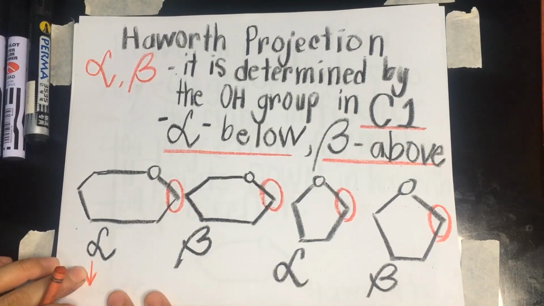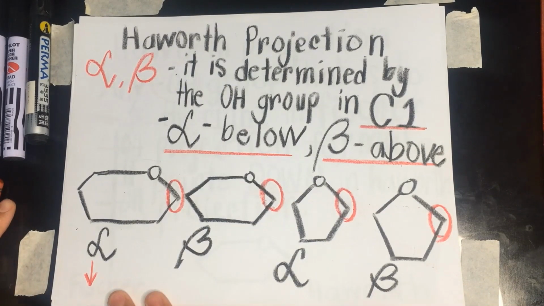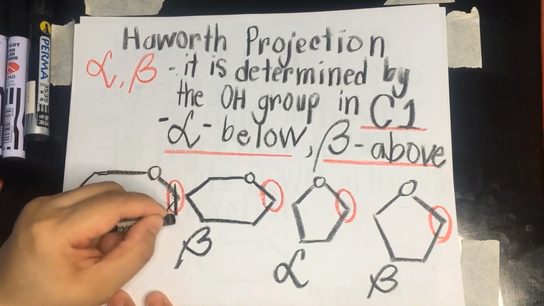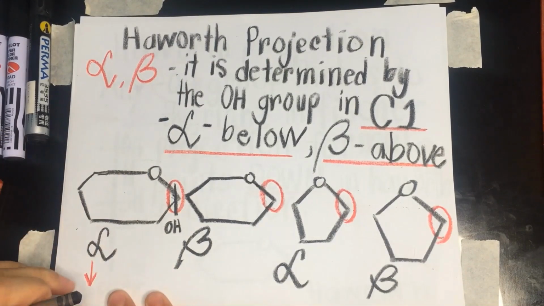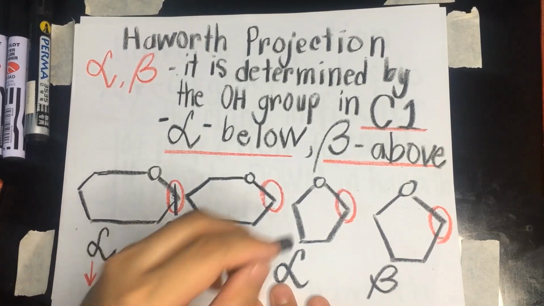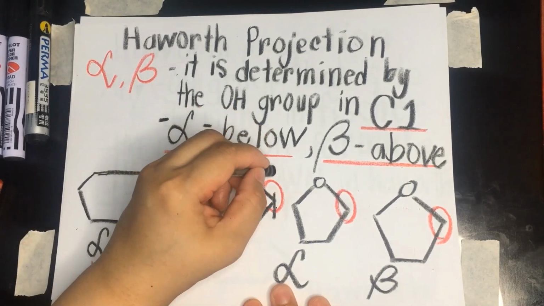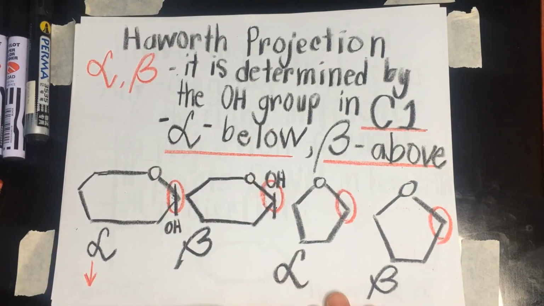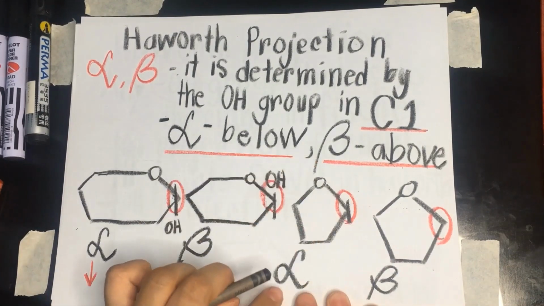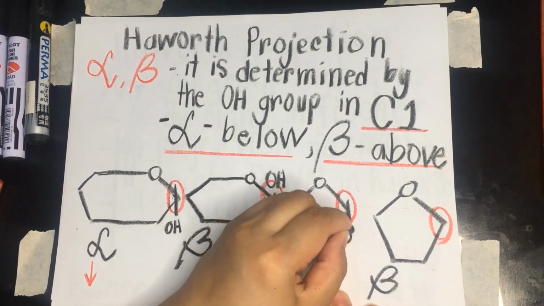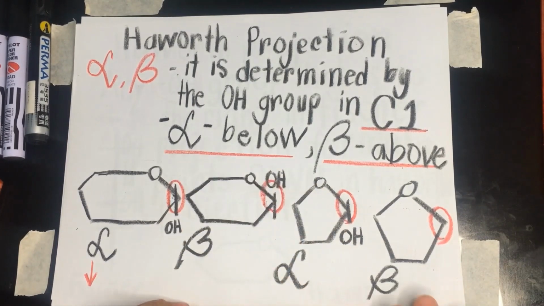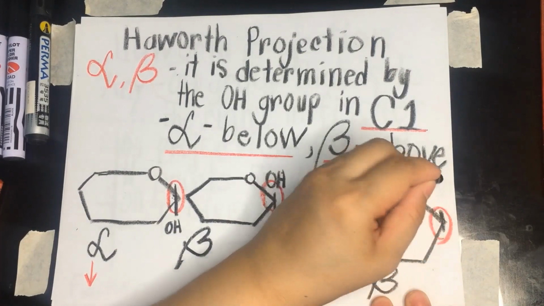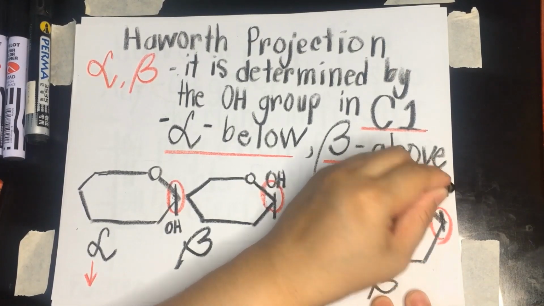For alpha, we are now going to position them, and we will be placing our hydroxyl group below. For beta, again, our basis will be on carbon number 1. We will be moving our hydroxyl group on top. Next, for our pyranose ring, since it is alpha, we are going to move it below. For our beta, we are going to place our hydroxyl group on top.